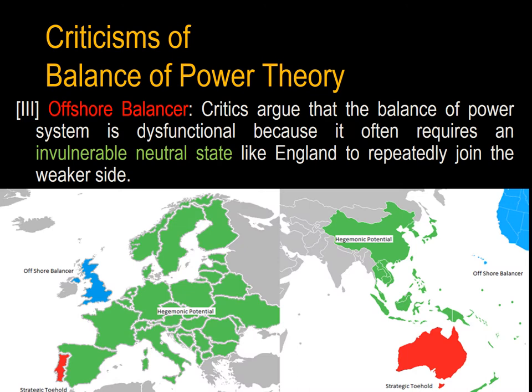A criticism of the balance of power theory is that it often requires an invulnerable offshore balancer. And without it, the system would become dysfunctional because you would end up with hegemony achieved on the mainland. The classic example of this is the United Kingdom during the long history of modern Europe. The English constantly intervened onto the continent with the one strategic goal of never allowing any single country to unify Europe. Because the English logic was, if that were to happen, then England would no longer be able to resist an invasion. This was the US strategy also, transplanted from Europe to all of Eurasia.